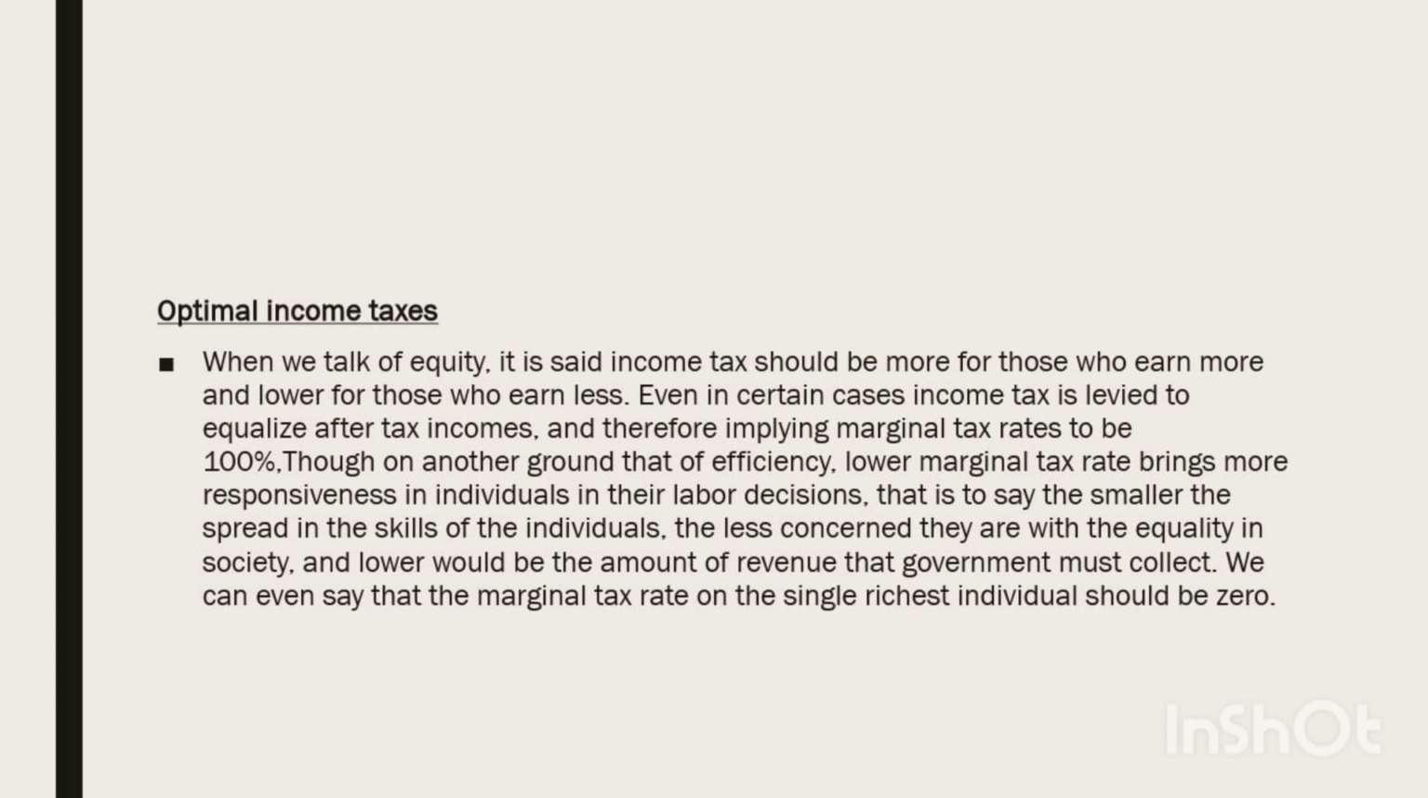That is to say, the smaller the spread in the skill of the individuals, the less concerned they are with the equality in society, and lower would be the amount of revenue that government must collect. We can even say that the marginal tax rate on the single richest individual should be zero.